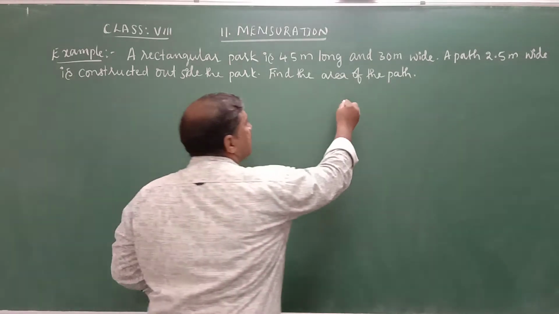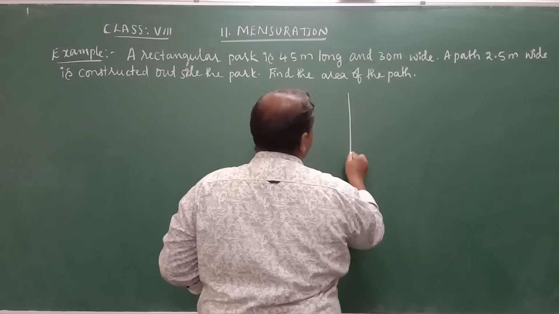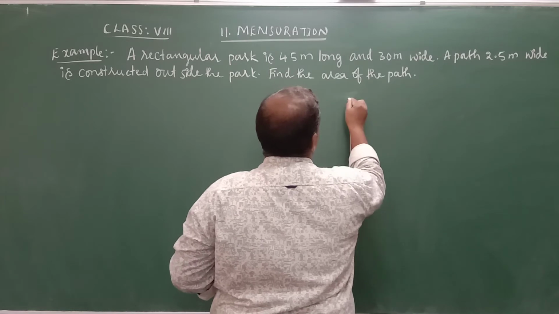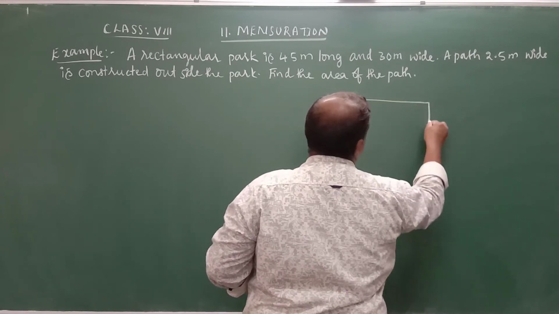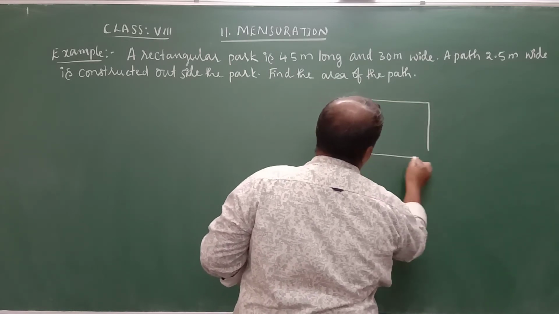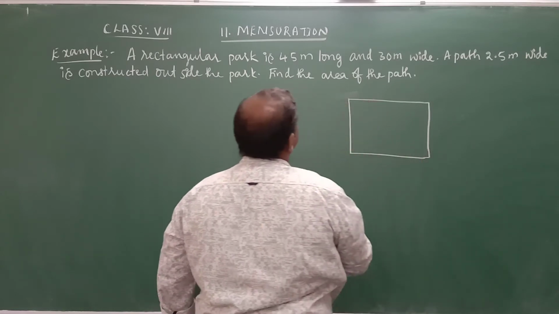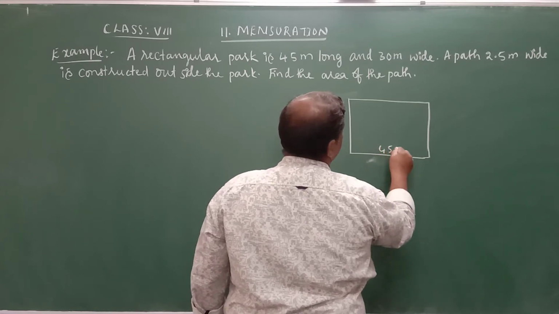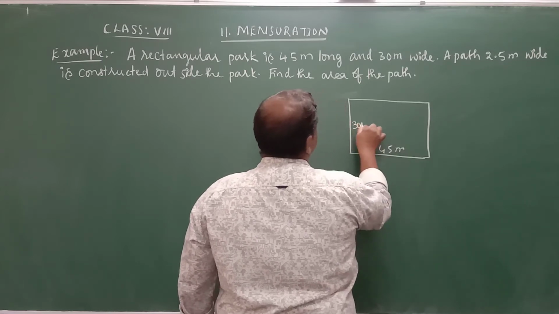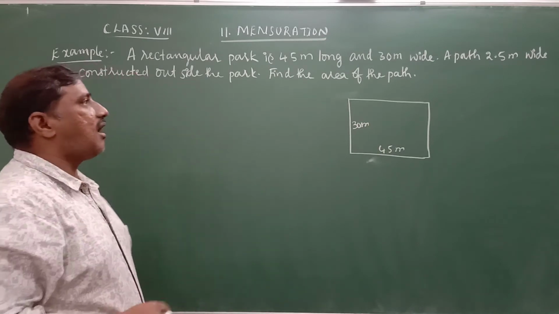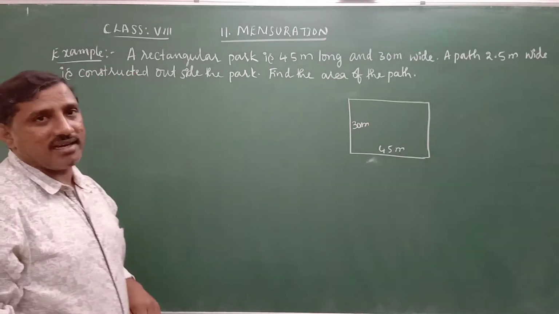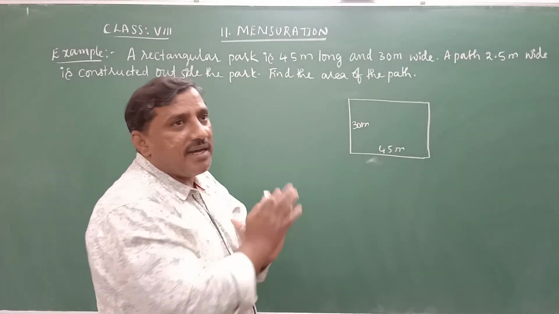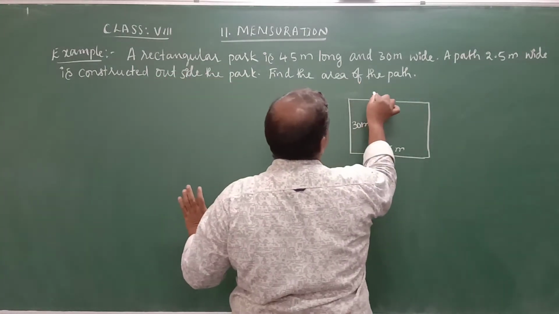See here, draw a simple diagram for this. So this is a rectangular park whose length is 45 meters and width is 30 meters. A rectangular path is constructed around it, outside, with a width of 2.5 meters. Where is the path? Outside. So here we will get this. This will be the path.